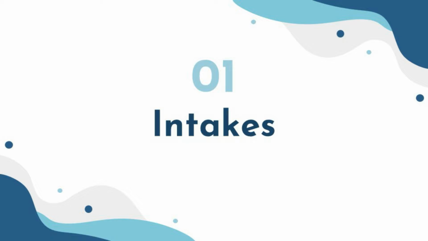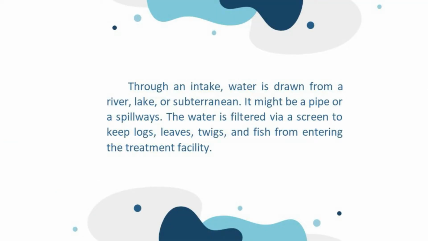Step 1. Intakes. Through an intake, water is drawn from a river, lake, or subterranean source. It might be a pipe or spillways. The water is filtered via a screen to keep logs, leaves, twigs, and fish from entering the treatment facility.